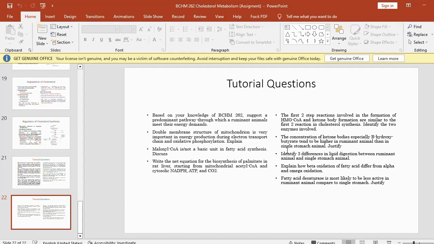Fatty acid desaturases. This is just an assumption, assuming that the fatty acid is actually coming from the diet. So the fatty acids coming from the diet, most of them are saturated fatty acids. No, I think there's something wrong with this question. So I think I will modify the question.